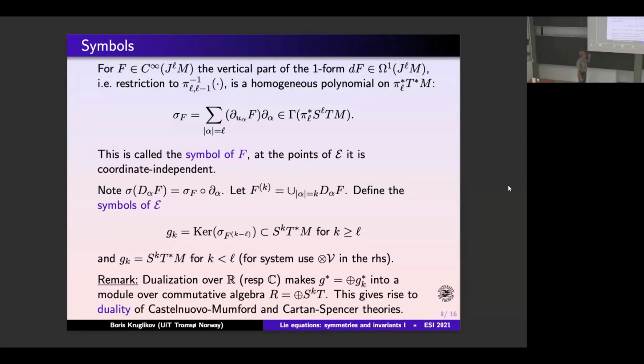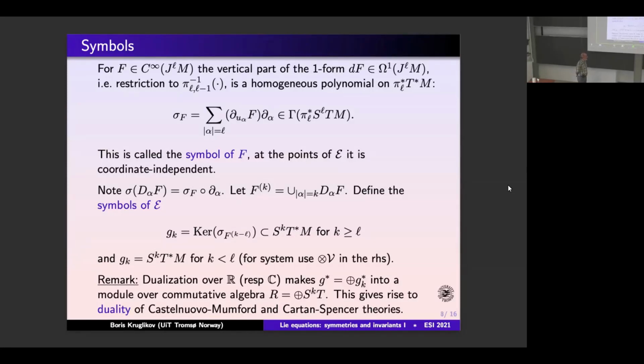What you can do, of course, is sum symbols, but that's just a sum of vector spaces. But then you can also take the dual of this and take their sum, and that's a module over a commutative algebra. You take S^k T, the symmetric power of T, where T is the tangent space to M at a certain point. So, all possible symmetric vectors, right?